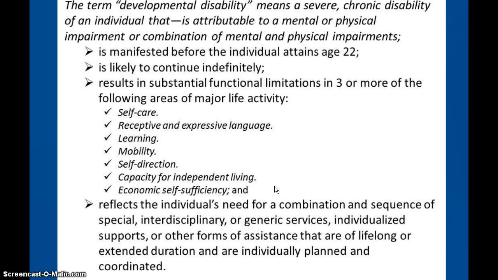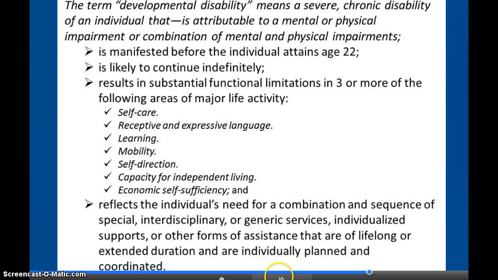And these weaknesses have to reflect the individual's need for a combination and sequence of special, interdisciplinary, or generic services, individualized support, and other forms of assistance that are of lifelong or extended duration, individually planned and coordinated. It's the same kind of thing that we're doing in the schools, but in this case, we're providing these services for the full range of the person's life. So how do they operate at work? How do they operate in the community? How do they operate at home? These are the kinds of supports that you'll get through the Developmental Disabilities Act.